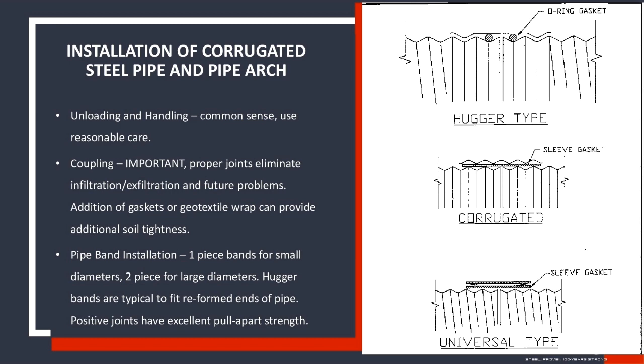Coupling is very important. Proper joints will eliminate infiltration and exfiltration, which will really cause problems in the future with the backfill surrounding the pipe if you have those problems. You can go in and actually add a gasket or a geotextile wrap that will prevent soil infiltration and exfiltration.